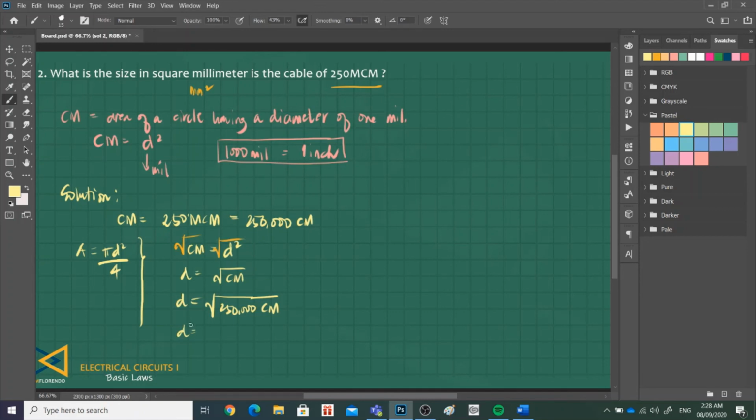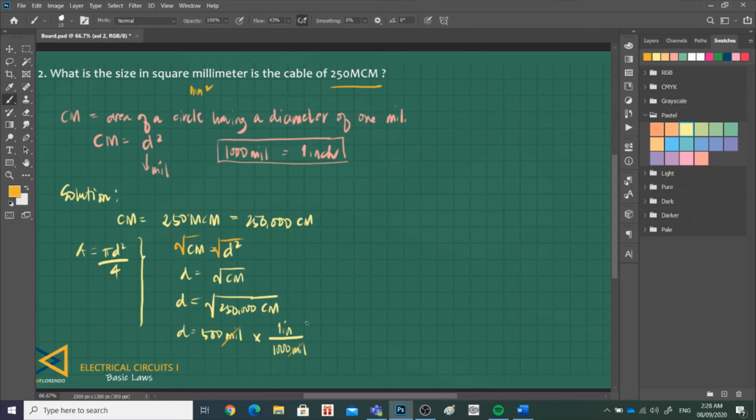Square root of 250,000 is 500. Okay. Anong unit natin? Mil. Ayan o. Pag nag-square root mo, mil yan. Ngayon, itong mil na to, convert natin sa millimeter, kasi gusto yung square millimeter. So, kailangan naka-inches tayo, tapos convert natin sa millimeter. So, for every 1,000 mil, there is 1 inch. And then, kasi makaka-cancel yan.